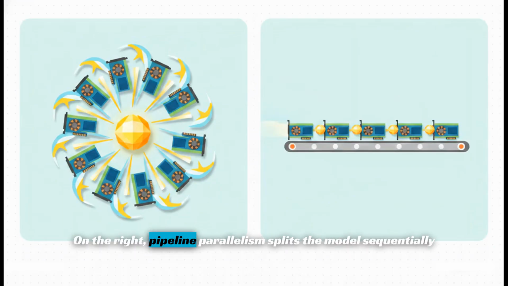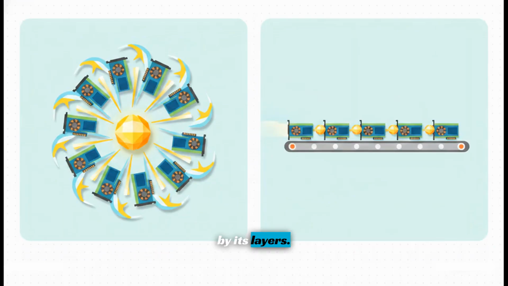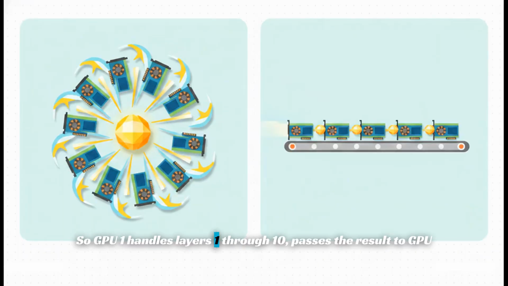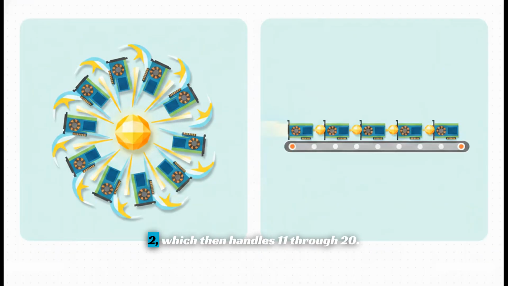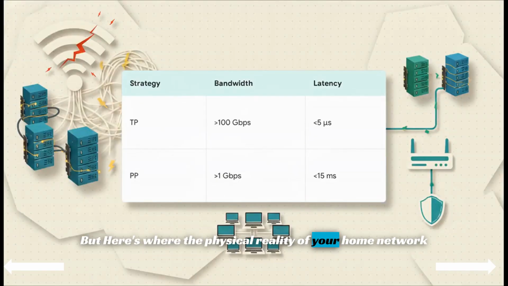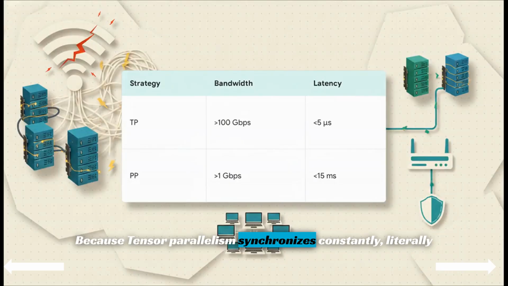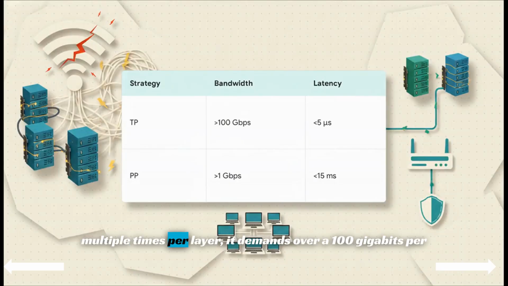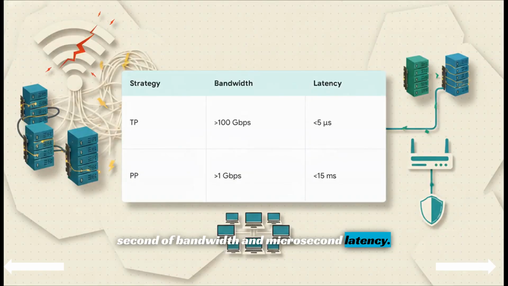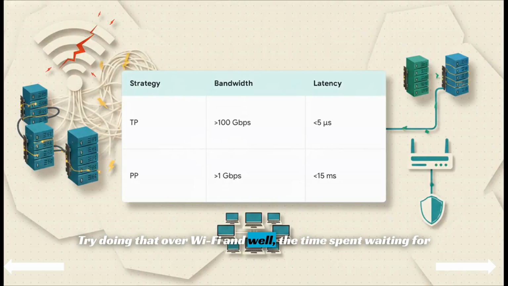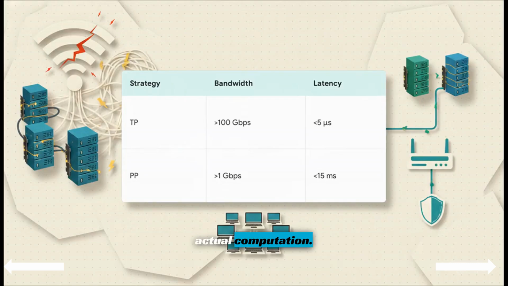On the right, pipeline parallelism splits the model sequentially by its layers. So GPU 1 handles layers 1 through 10, passes the result to GPU 2, which then handles 11 through 20. It acts exactly like an assembly line passing a baton. But here's where the physical reality of your home network totally dictates your software choices. Because tensor parallelism synchronizes constantly, literally multiple times per layer, it demands over 100 gigabits per second of bandwidth and microsecond latency. Try doing that over Wi-Fi, and well, the time spent waiting for network packets will be orders of magnitude longer than the actual computation.